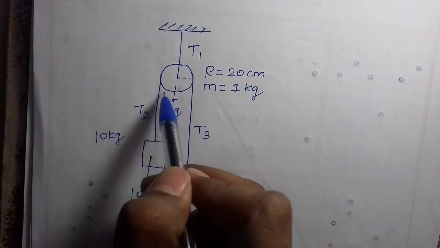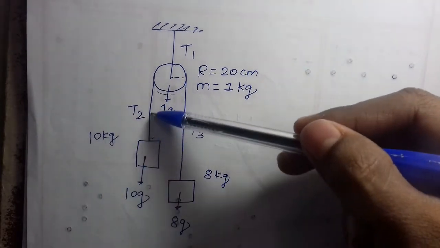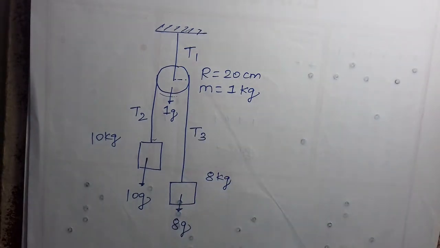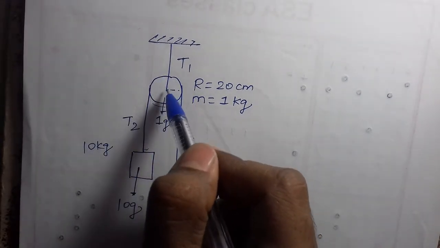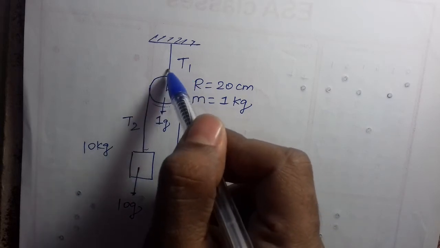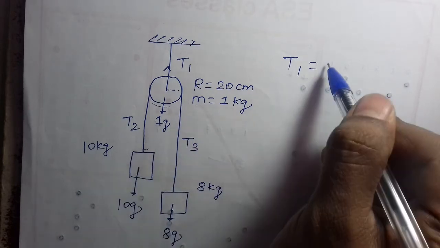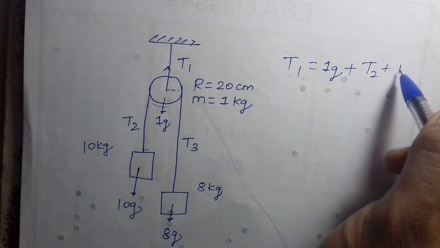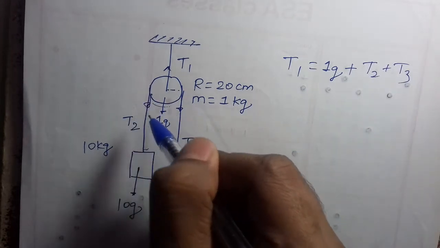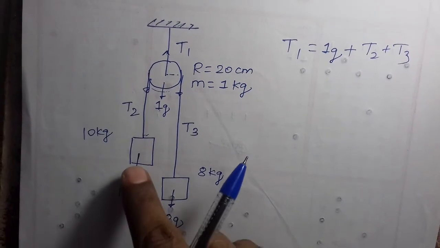Even if this entire string is same, tension on different sides is different. Why? Because this pulley has mass. If pulley was massless, then tension of this string would have been same on both sides. In this case tension is different. Okay, first we will write equation for this pulley. Upward force is equal to downward. Upward force is only one, this tension T1, and downward forces, there are 3. First one is 1G, its mass, plus second one is T2 and third one is T3. All tensions are in downward direction. First clear? Okay.